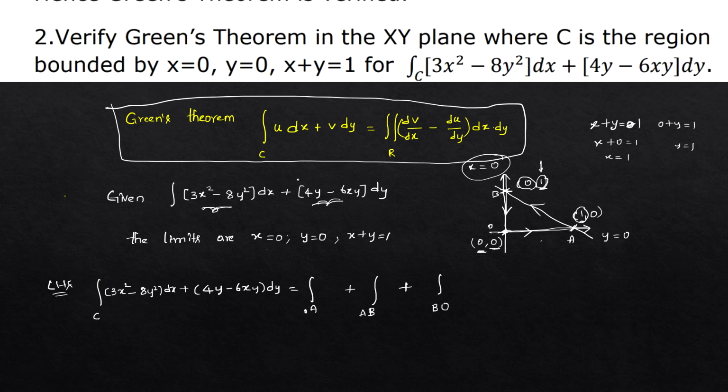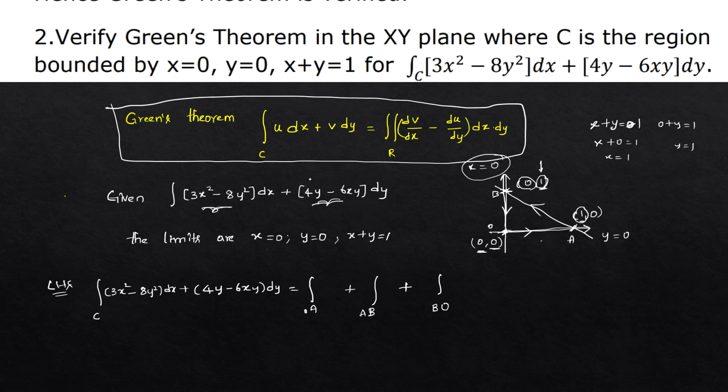So what is Green's theorem statement? Integral over the closed loop u dx plus v dy is equal to double integral over the region dou v by dou x minus dou u by dou y dx dy. Now then you have to write the given equation. What is the given equation? Given function 3x square minus 8y square dx plus 4y minus 6xy dy, and then you have to write the limits, and correspondingly you have to draw the diagram.